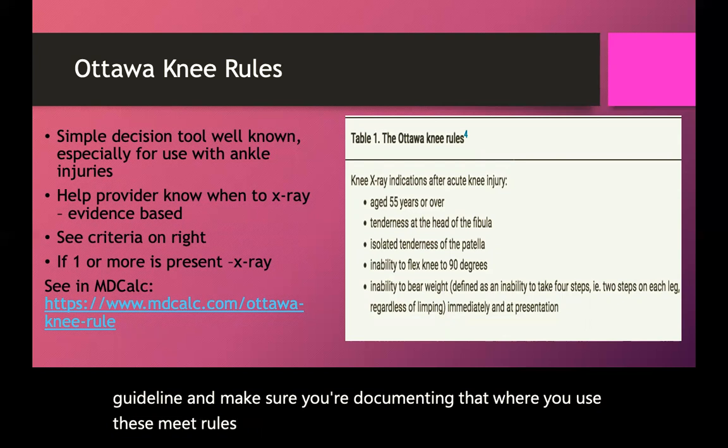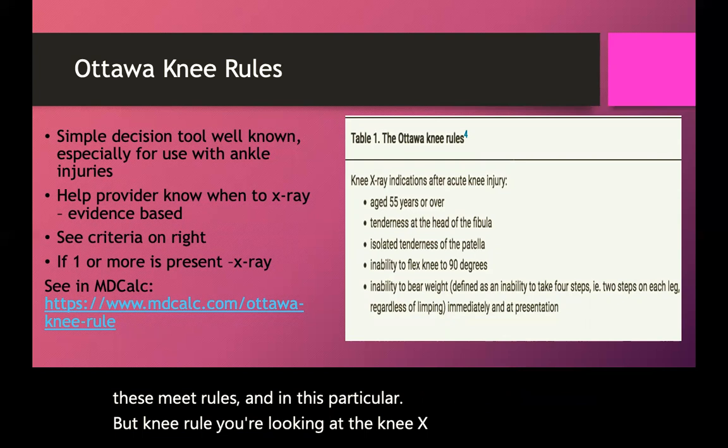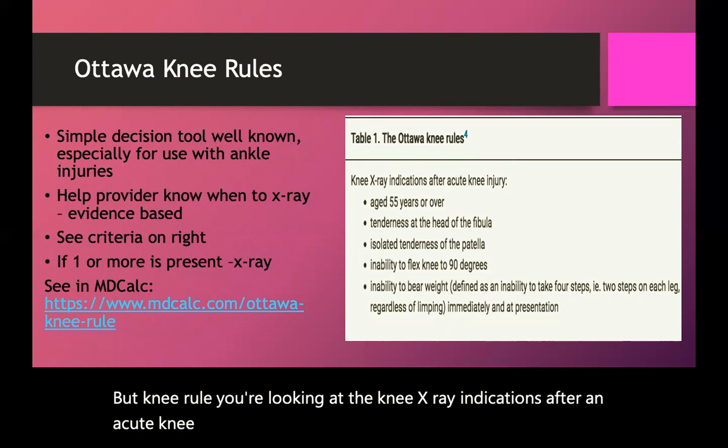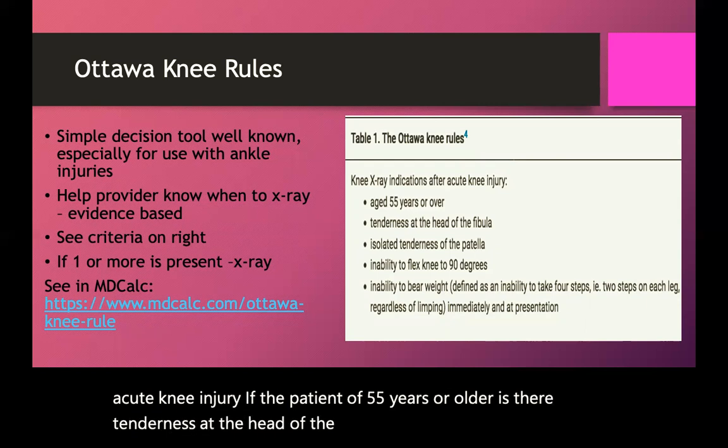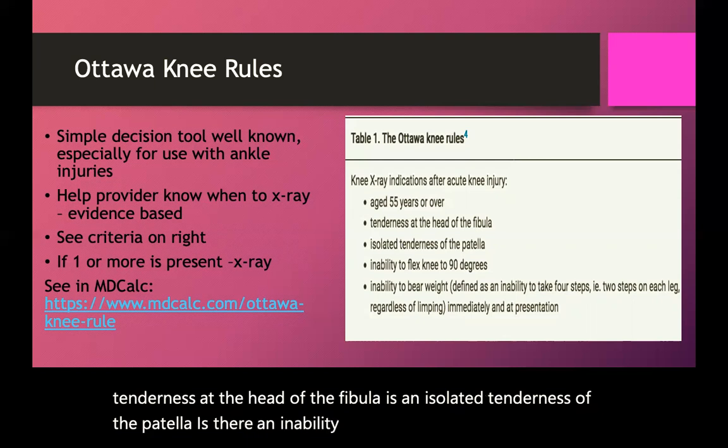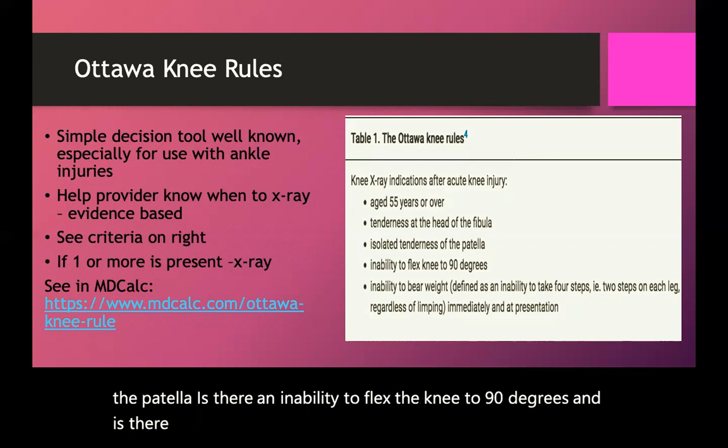And in this particular knee rule, you're looking at the knee x-ray indications after an acute knee injury. If it's a patient of 55 years or older, is there tenderness at the head of the fibula? Is there isolated tenderness of the patella? Is there an inability to flex the knee to 90 degrees? And is there an inability to bear weight? Again, these are all indications for an x-ray.